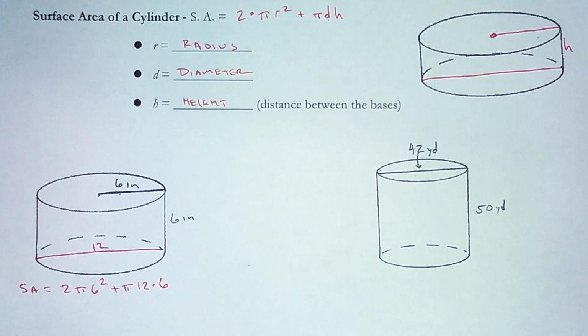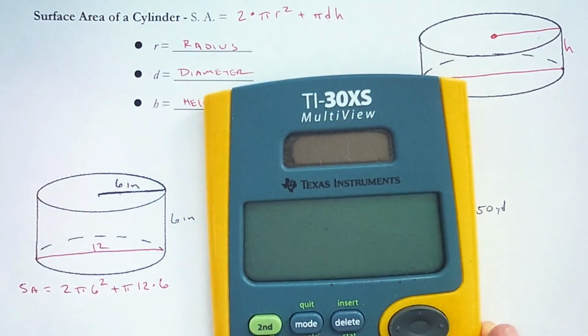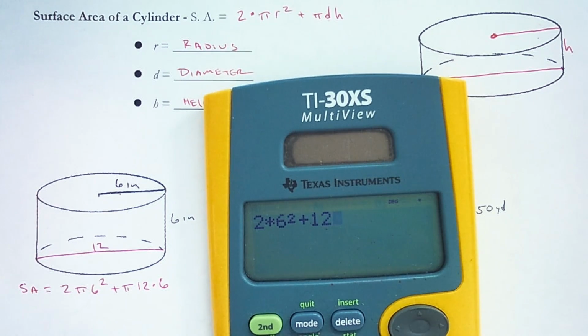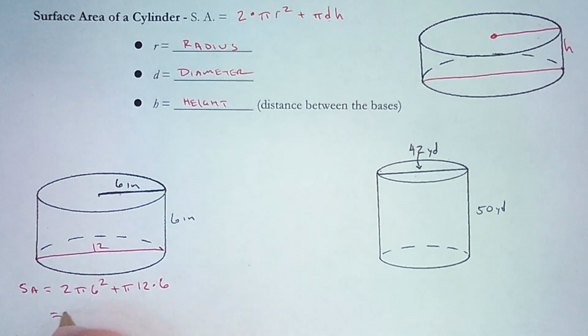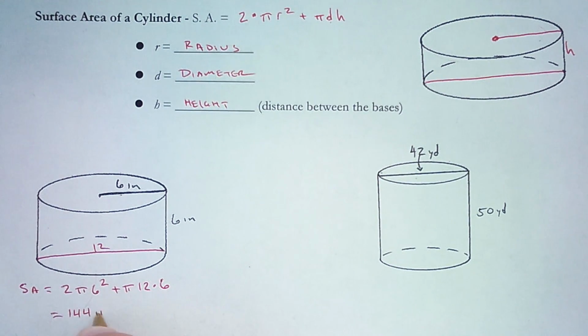Now we're going to leave our answers exact. So we're not going to actually put pi in our calculator. We'll just use that in the answer. So we'll treat it kind of like a variable, even though it's not. 2 times 6 squared plus 12 times 6 is 144. So the surface area is 144 pi inches squared.